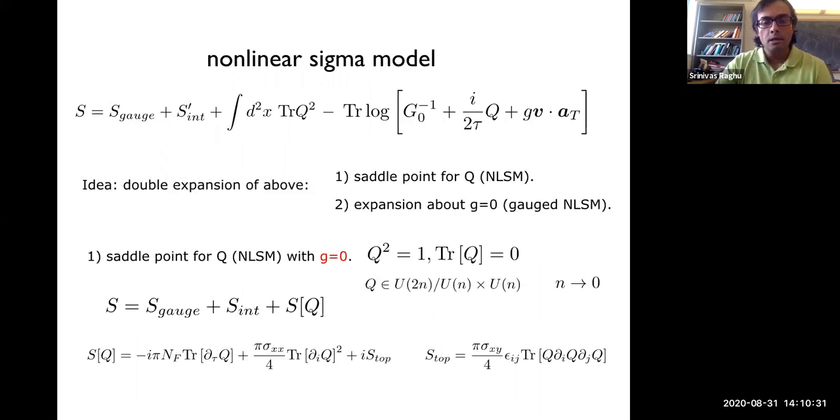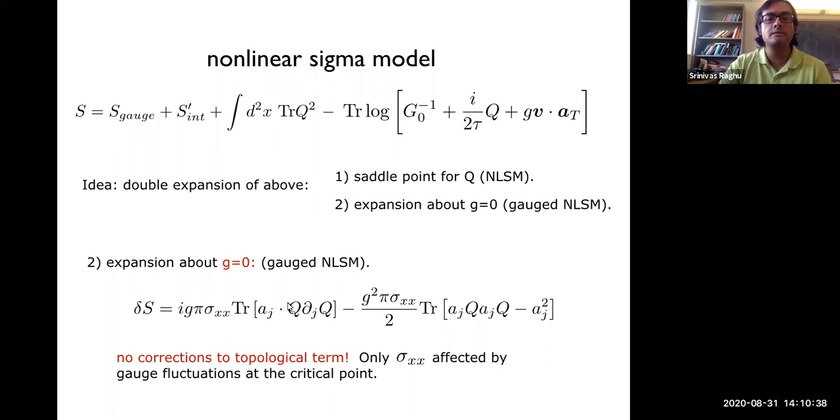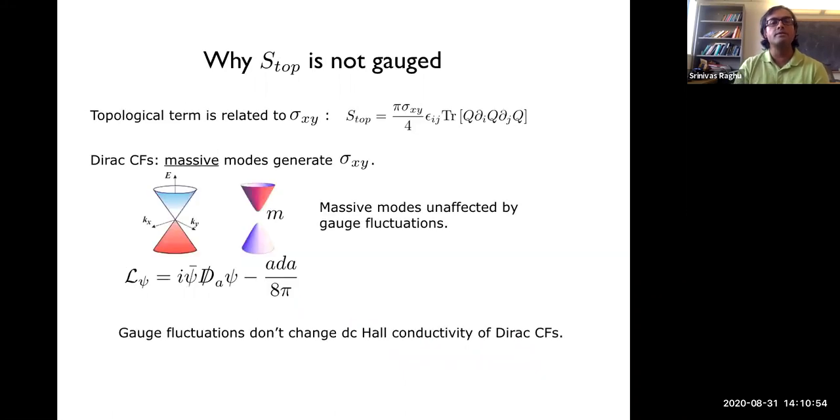Okay, so what you'll find though, to any order in G, is that there are no corrections to the theta term, the topological term for Q. Notice that the corrections at low orders in G only correct sigma xx, but they don't correct sigma xy. And we know this as an exact statement, even at G equals 1. And the reason is this. There's a symmetry in the problem. The topological term is related to sigma xy. Its coefficient here is sigma xy.